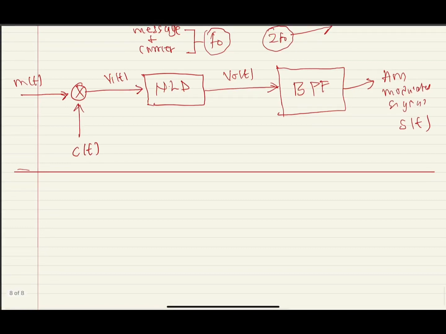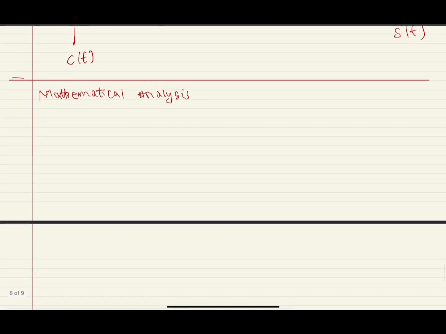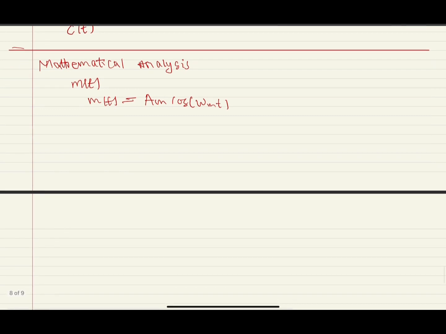So let's do the mathematical analysis. Now, as I said earlier on, the message signal M of t is any signal, right? It can be any signal, so mostly represented by M of t. And this M of t can also be described as the equation A_m cos omega_m t, where A_m is the amplitude of the message that you are transmitting, and omega_m is the angular frequency of the message that you are transmitting. And then the carrier signal, which is C of t.